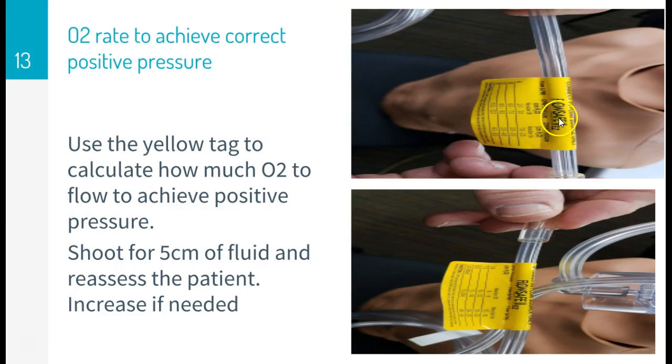Lastly, double check on the little yellow tag, which you'll find on the oxygen cord. It'll help tell you how many liters per minute of oxygen will be flowing to achieve your optimal amount of fluid being displaced. You're looking for 5 cubic centimeters of fluid to be displaced on average, and as you need to, you can turn up that oxygen to increase if needed to help your patient breathe.